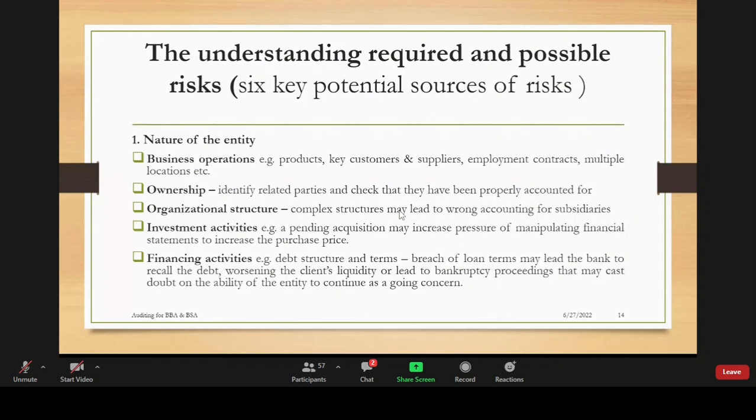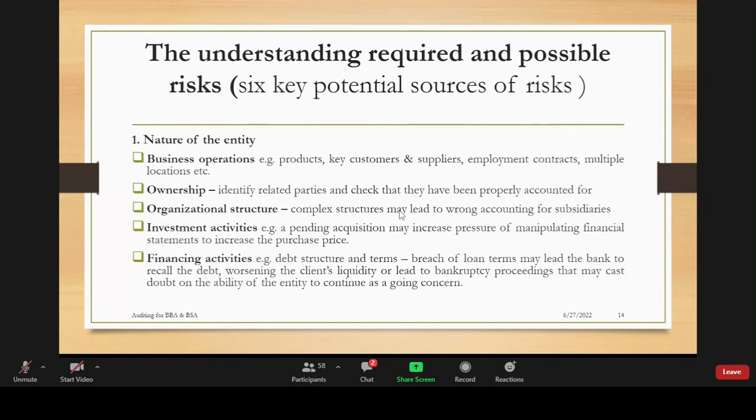Financing activities, where someone is really struggling to pay off their debt, to the extent that the borrowers are even forced to recall the debt. This person has not been paying his debt installments for the past 3 months or 6 months.